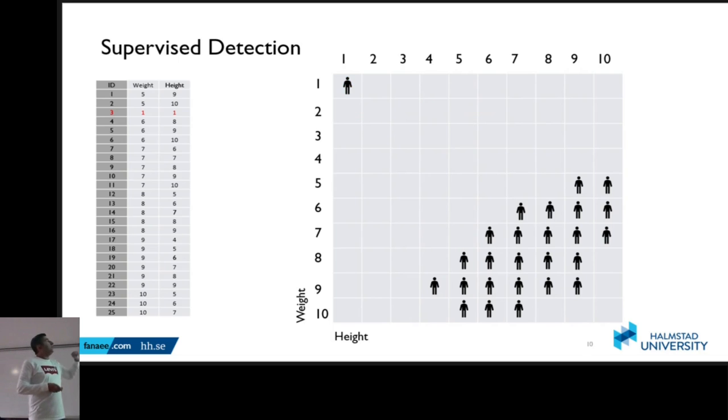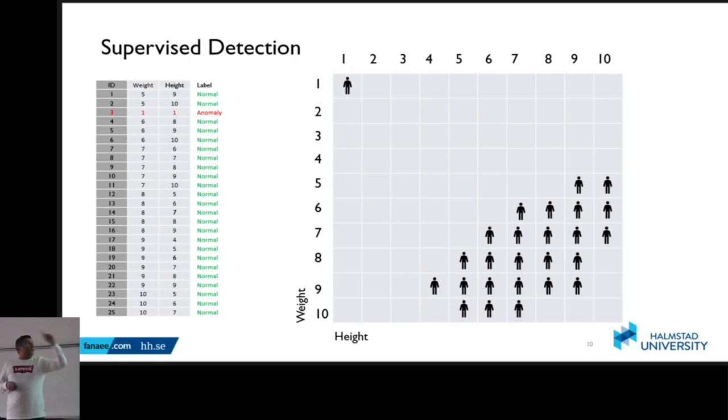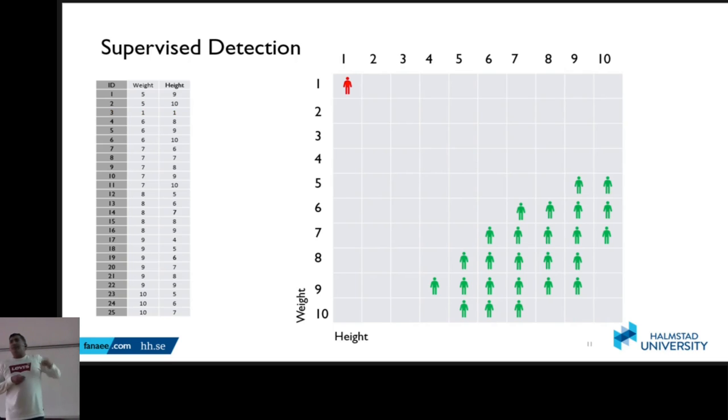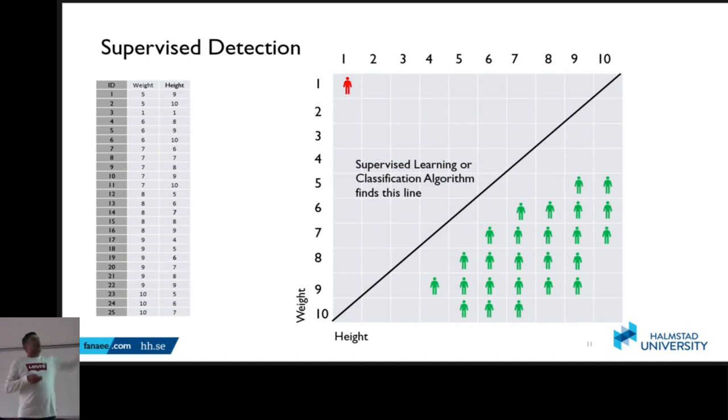Let's say that we have a domain expert who sits there and labels this data. Say that, okay, the first example is normal. The second example is normal, but this guy is very strange. Height of 1 and weight of 1. So if we feed this data into a supervised learning algorithm or classifier, it creates a line between normal examples and abnormal examples. This is what machine learning does, right?